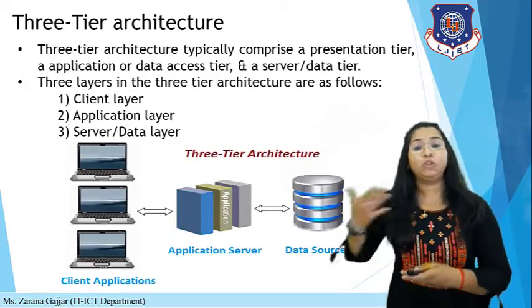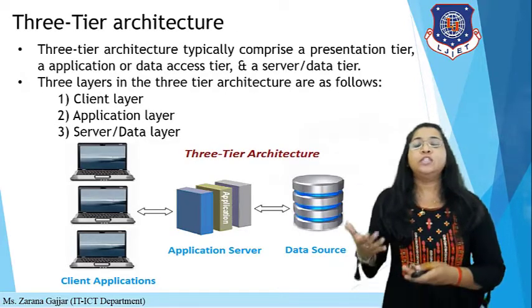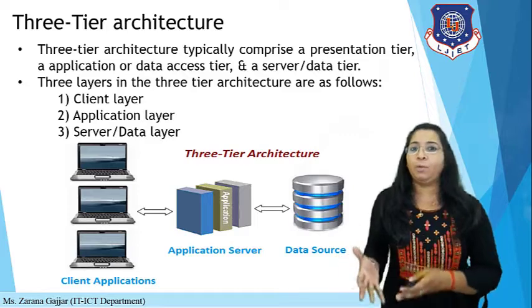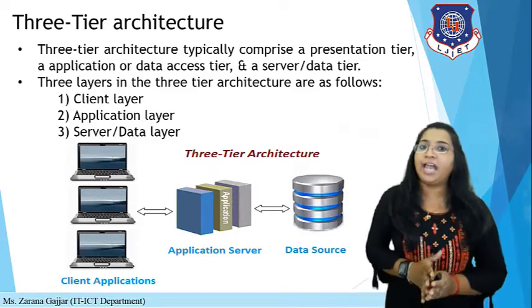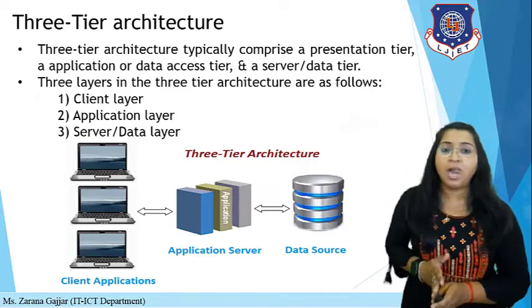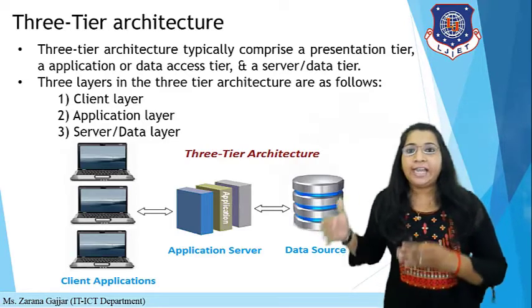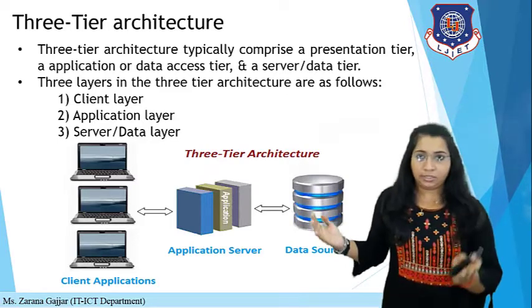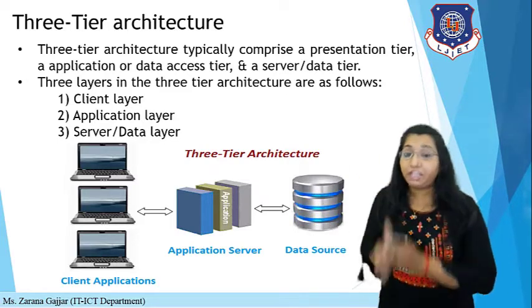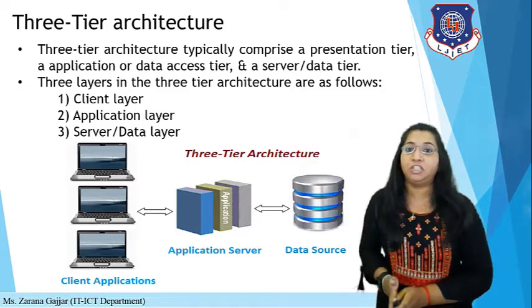Now let's discuss three-tier architecture. Three-tier architecture typically comprises a presentation layer, an application or data access tier, and a server or data tier. The three layers in the three-tier architecture are: first, the client layer, third, the server layer, and in between there is an intermediate level, the application layer.